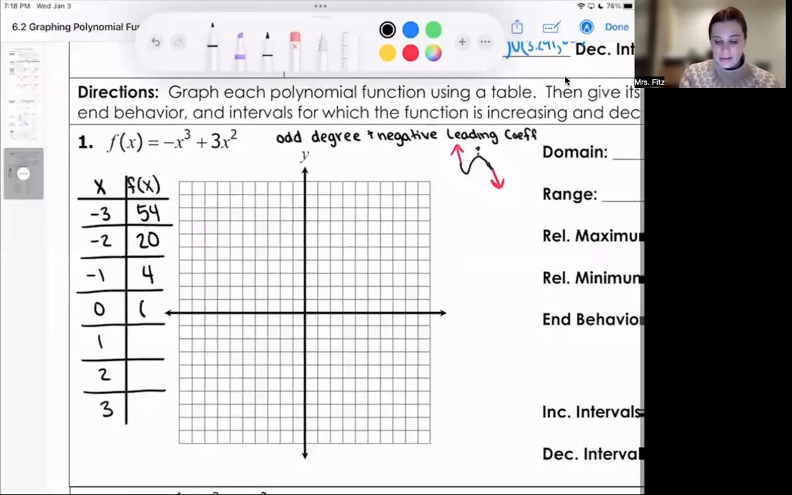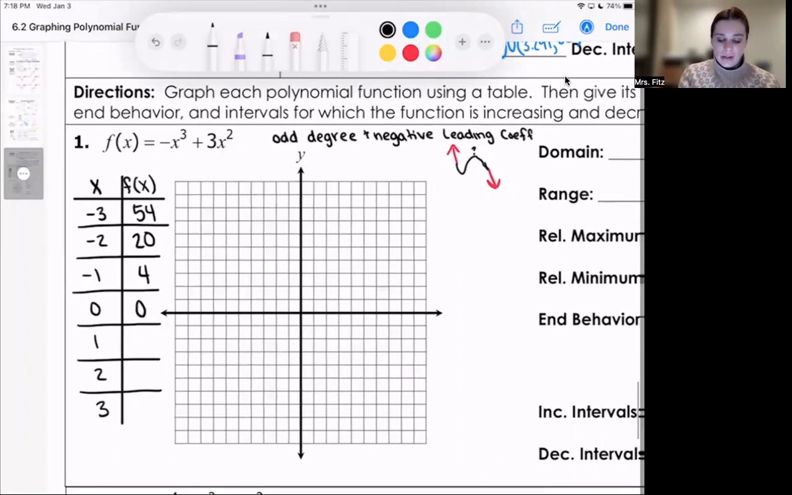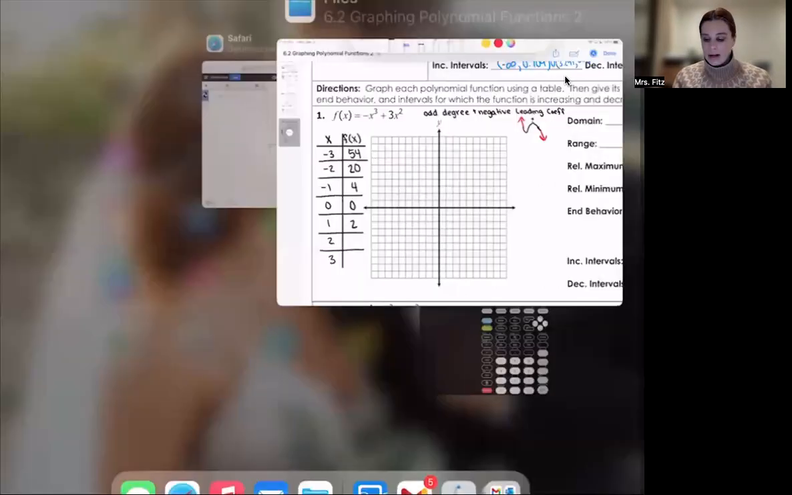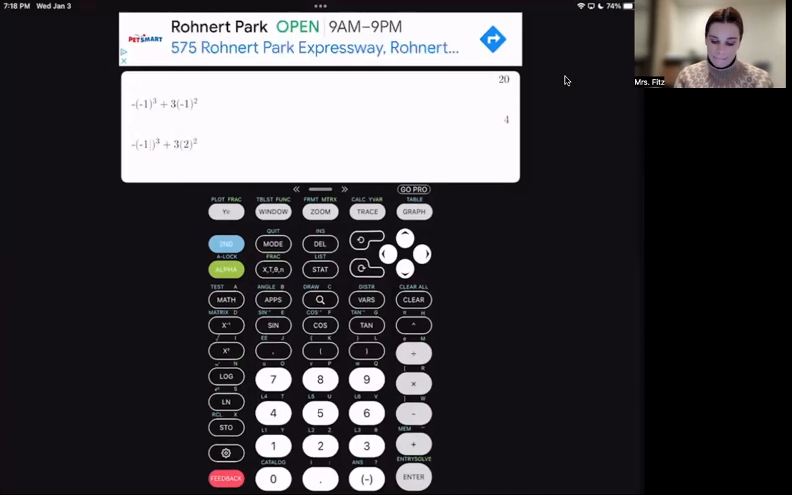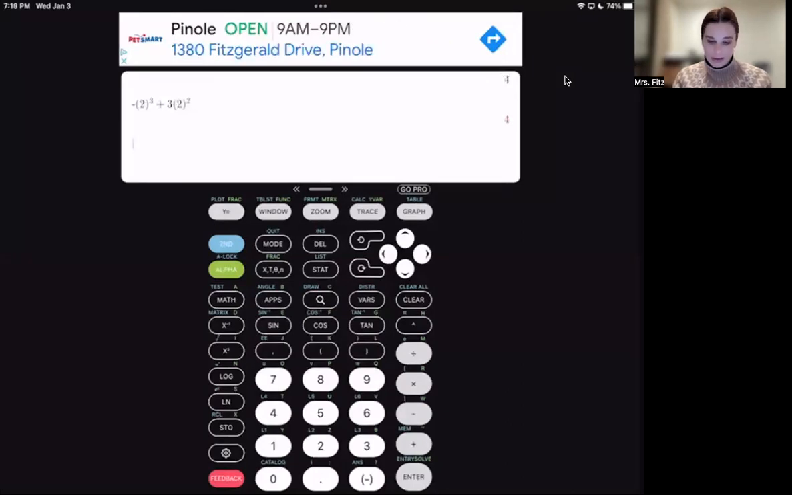This one's easy, 0. We get 0 because 0 plus 0 is 0. 1 we could do probably in our heads too. So it would be -1 plus 3 is 2. 2 is not too bad either, but we can do it in our calculator if you want. Up to you. We're just replacing the -1's with a 2 instead. And we get, it looks like 4 again.